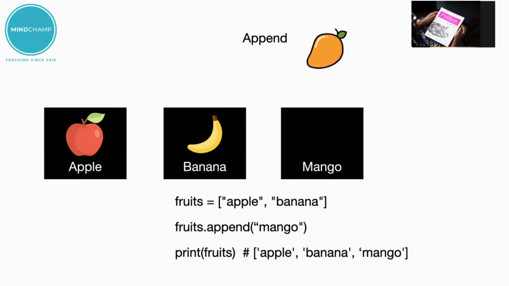This would add mango to the end of the list. So if apple is index 0, banana is 1, mango would become my second index.